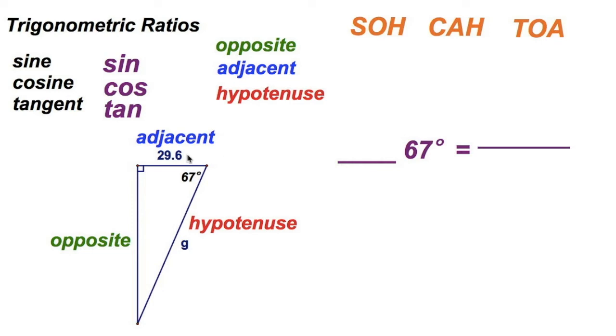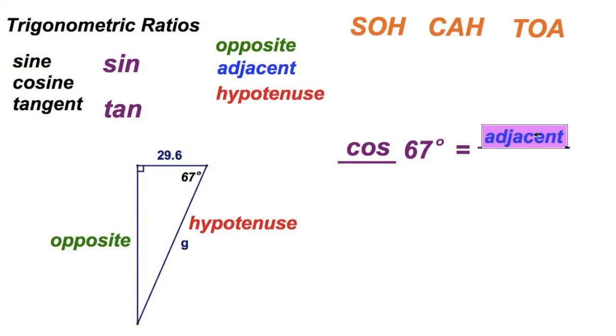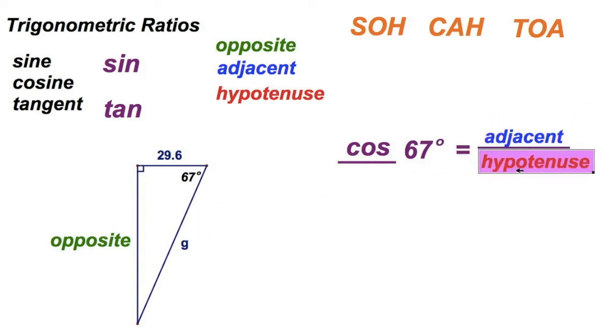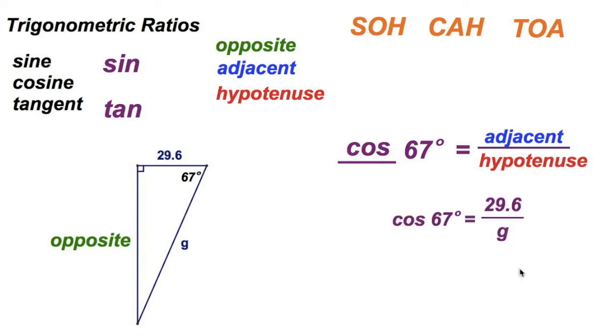So we're going to relate adjacent and hypotenuse, and that's going to put the ka in SOHCAHTOA. That's going to mean our cosine. We're going to take the cosine of 67 degrees and find the relationship between the adjacent and the hypotenuse. Very nice. Well, there it is, 29.6 over g. Just like we did in the last problem, remember we can swap the means, or however you want to work it. Let's swap those two around. I now have 29.6 over the cosine of 67 degrees.